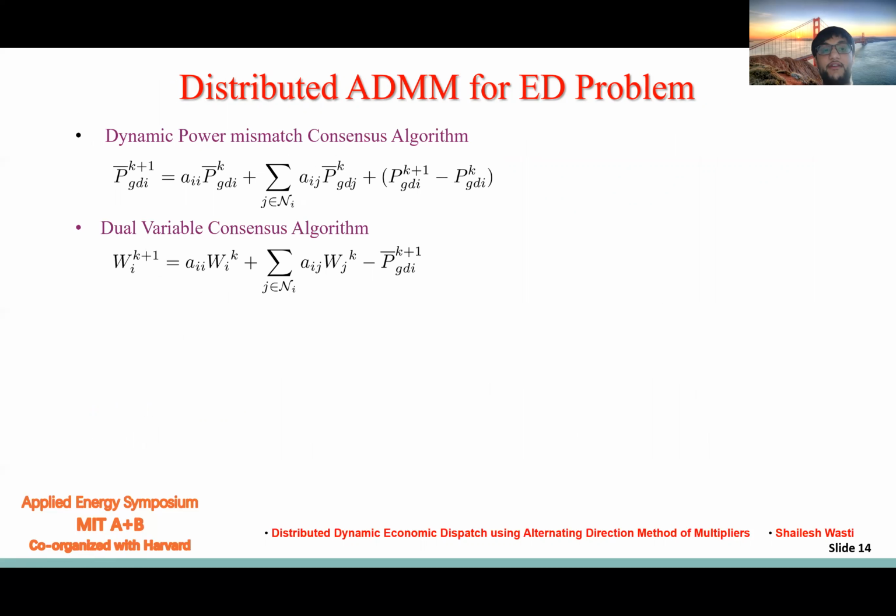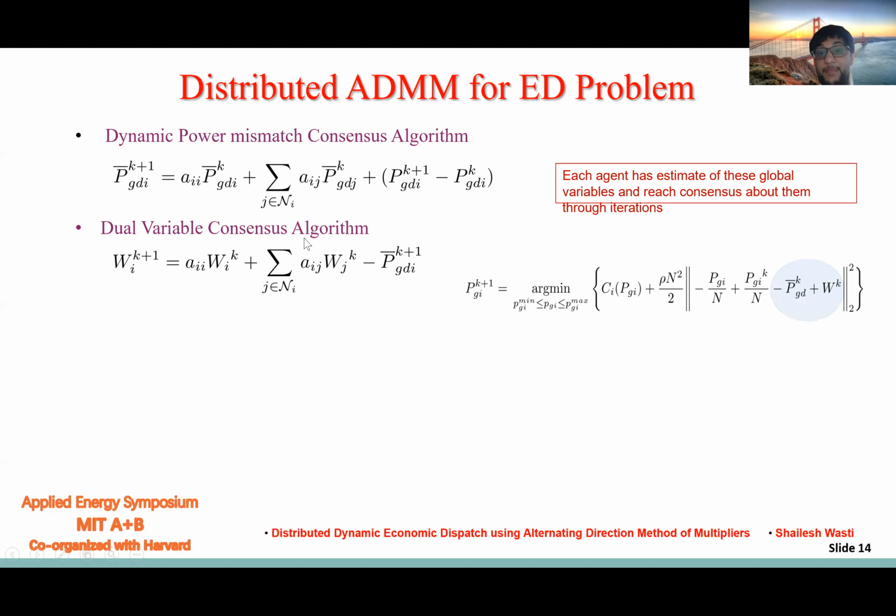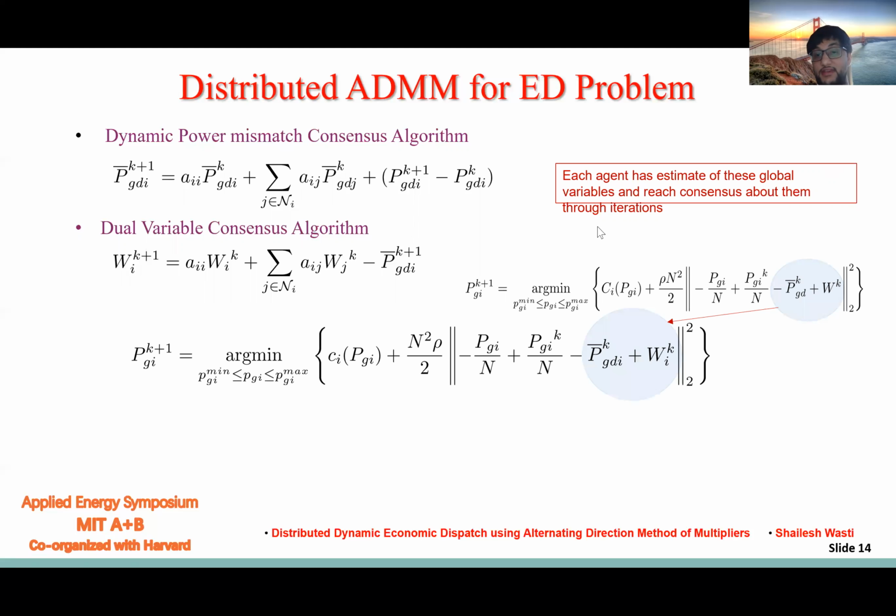To localize those global variables, we have this dynamic power mismatch consensus algorithm and dual variable consensus algorithm. So with the consensus algorithm like I presented before, now each agent can estimate the average mismatch of the whole network based on the information of its neighbors, and this is the dynamic part. So this is the dynamic average consensus, and each agent can also estimate the dual variable using average consensus and adjust this dual variable to clear the market.